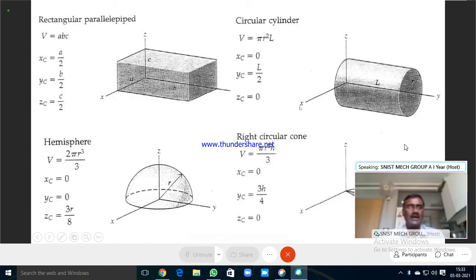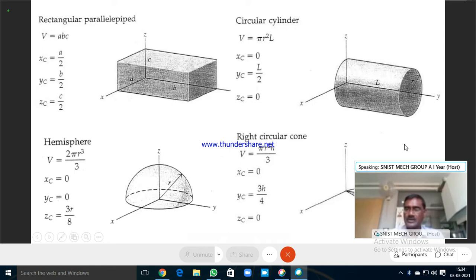Okay. And the hemisphere, you see that the hemisphere is located symmetric about the z-axis, right? And zc will be 3r by 8. This you have done, right? It is symmetric about the z-axis, so obviously the other two coordinates, xc and yc, will be 0, and your central z coordinate is 3r by 8 from the diameter, from the xy plane. This derivation you have done in the last class.